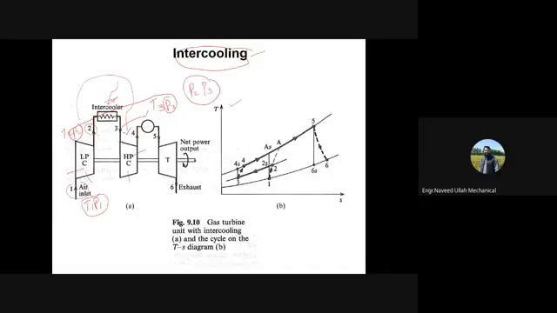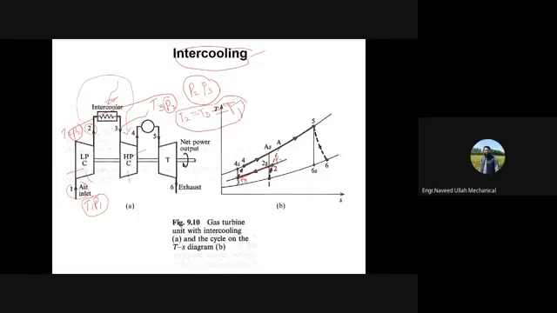This you can also see on the TS diagram. What is this? This is your P2, P3. They are the same, on the same line. That is why it is constant pressure. The other thing is this T2, from which T3 is formed, this T2 is now equal to T3, and if you have a perfect intercooling process, this will be equal to T1.